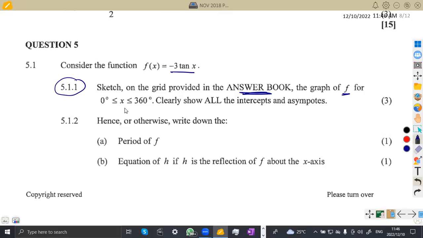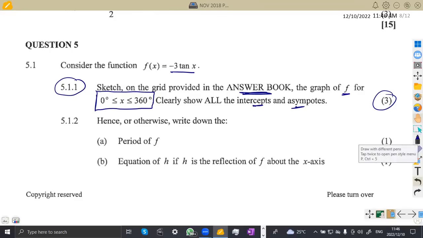For the values, as you can see, your interval is 0 to 360, guys. Clearly show all the intercepts and all the asymptotes. Okay, so that is 3 marks. So if you are not used to this graph, guys, if you're dealing with the graph of tan, you're supposed to know the graph. But if you are not used to it, I want you to know this.